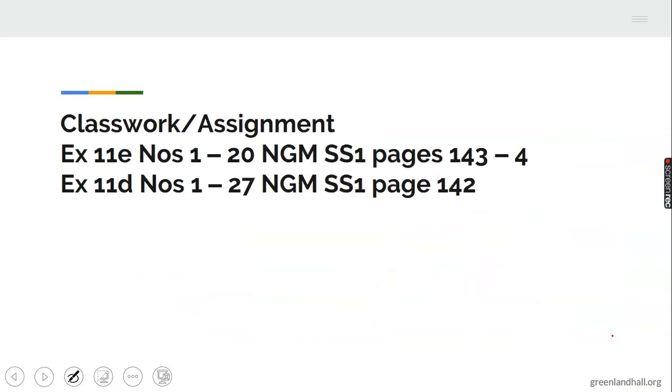So that's the height. So I'm giving you this one as an assignment to classwork. Exercise 11E, numbers 1 to 20, same New General Mathematics SS1, on pages 143 to 144. The last exercise is exercise 11D, numbers 1 to 27, New General Mathematics SS1, on page 142.